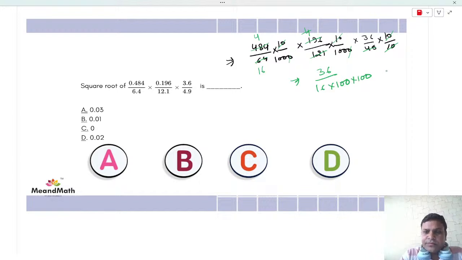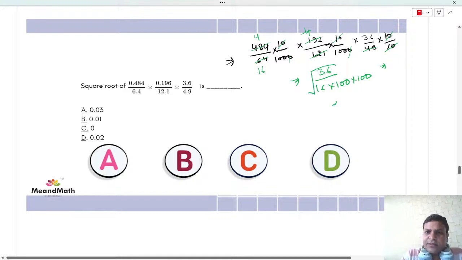The square root of this is 6 upon 4 into 10 into 10.